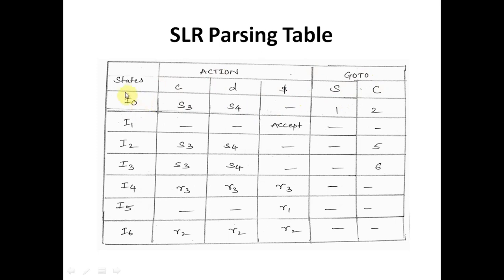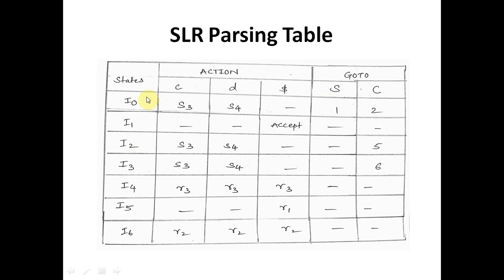I0 state, on receiving small c, what is it doing, what are we supposed to do? When I0 state receives small d, what should happen? I0 on receiving this dollar, what will happen? Dollar will not be received, it is not part of the string, but it is the end of the string marker. When I0 receives non-terminal S or C, what action will happen? It will make transitions.